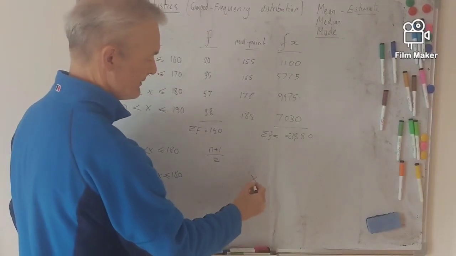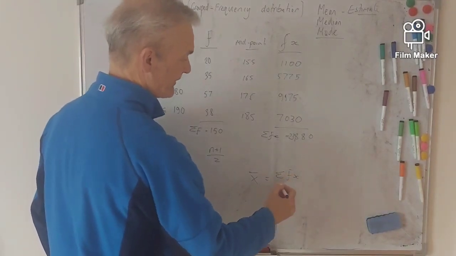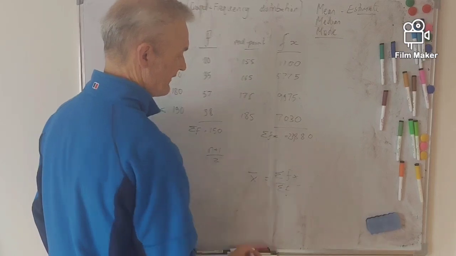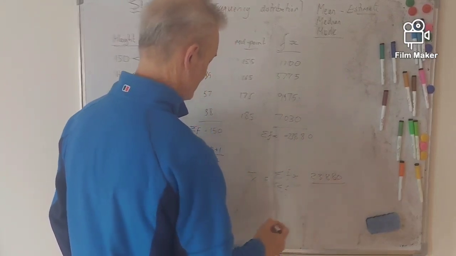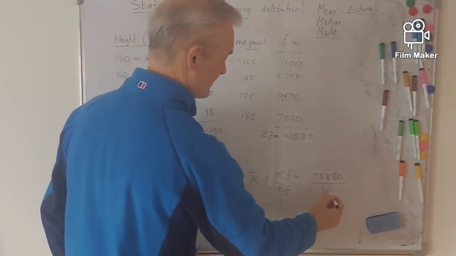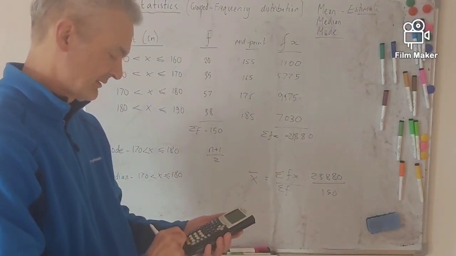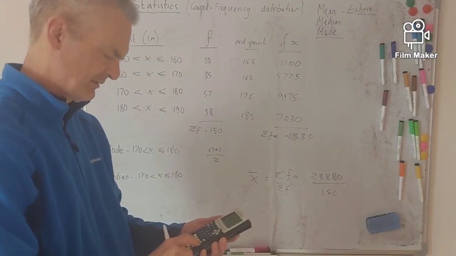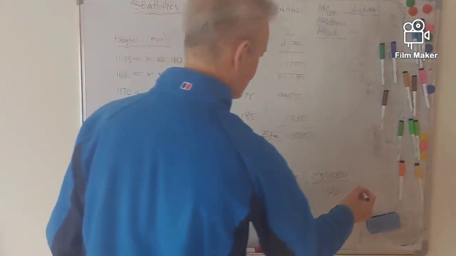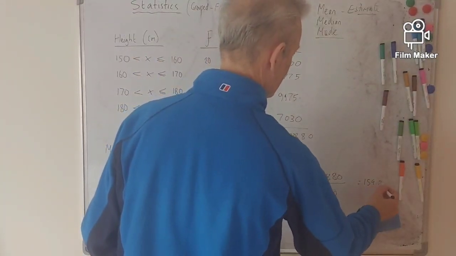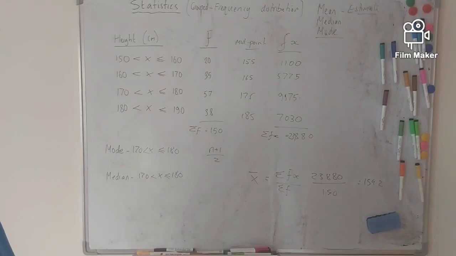So our mean, remember x bar is the mean, is going to be calculated by sigma fx over sigma f. So we've got 23,880 divided by 150. Okay, let's see what that is. So 159.2. Okay, so that is our mean, 159.2.